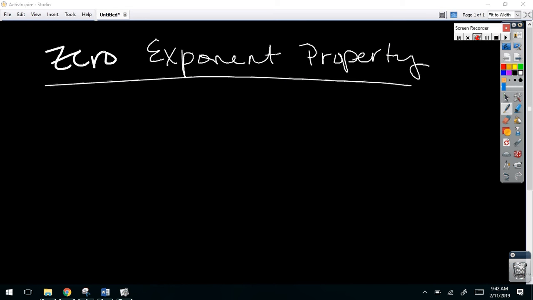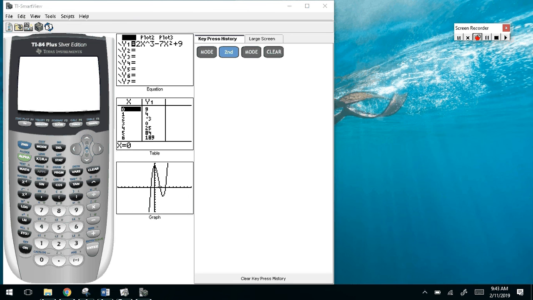So, here, let me hit record again. Zamora, give me a number, any number. 6. This little button right here that looks like an up arrow, that's how you raise it to an exponent. Raise it to the zero and see what happens. 1. Everybody's got that. It equals 1.